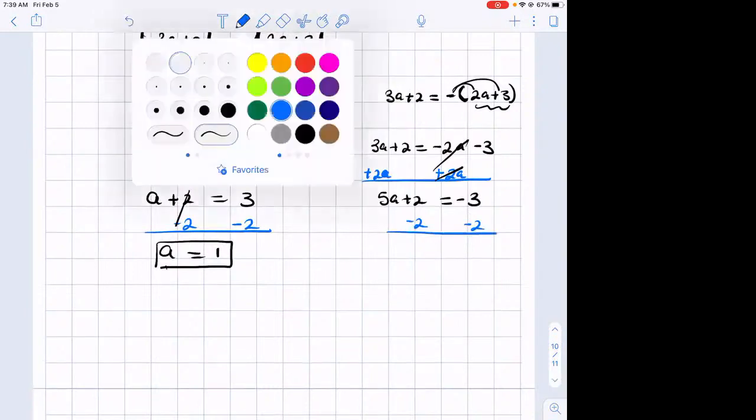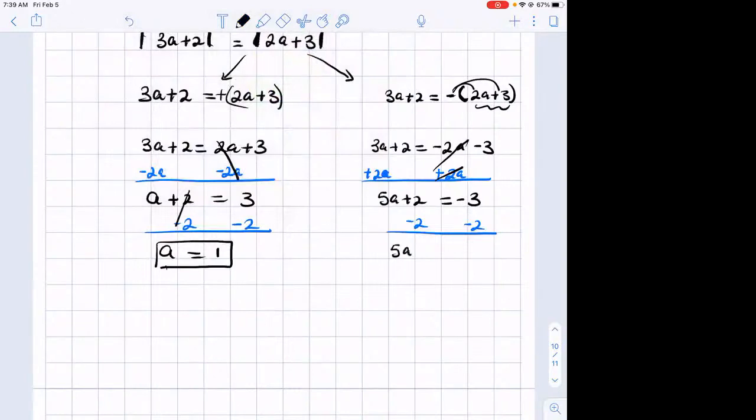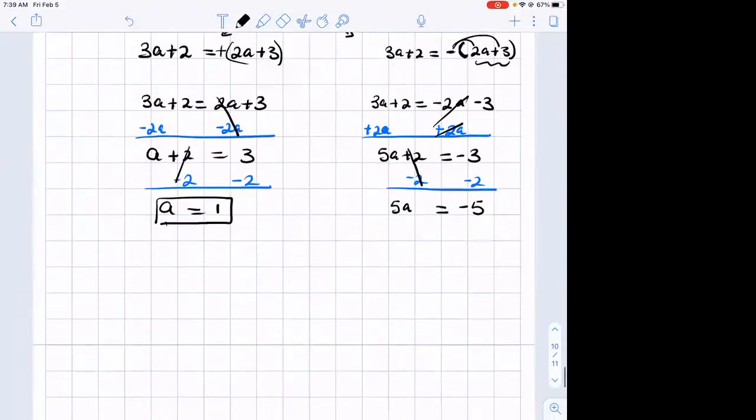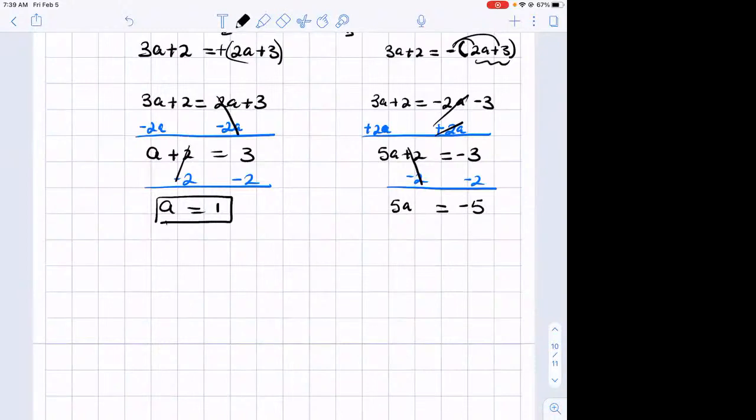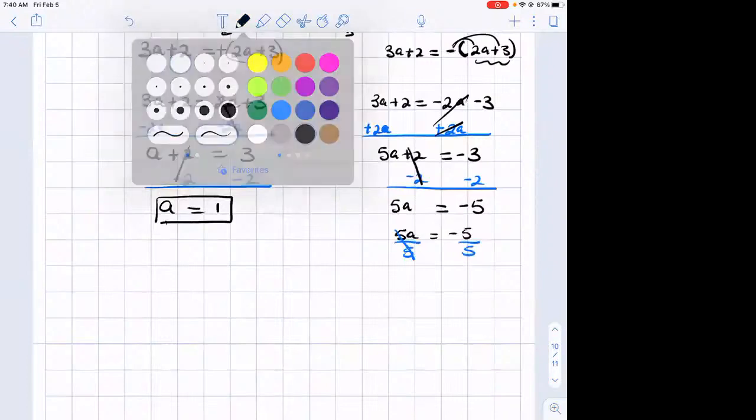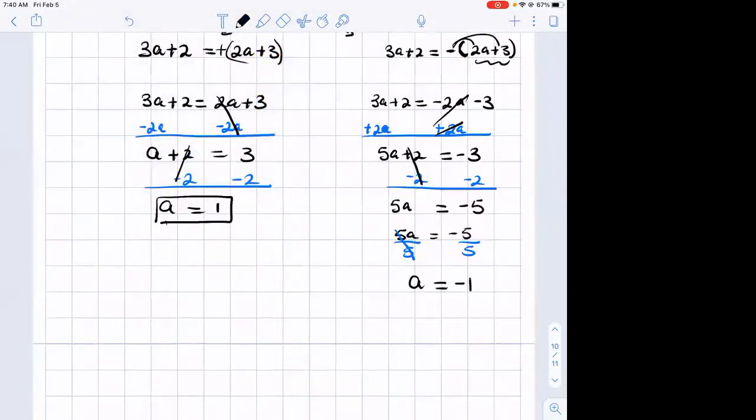So we have 5a, this becomes 0, is equal to negative 5. Okay? And to get a by itself, we will divide both sides by 5. And that becomes a 1. So a, we have a is equal to negative 1.